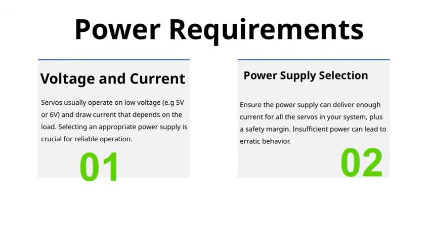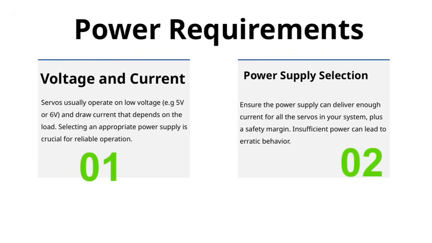Now let's talk about power requirements, which are really fundamental for ensuring your servos work smoothly. Typically, servos operate on low voltage, around 5 or 6 volts, which makes them compatible with many common power supplies. But what's just as important is the current they draw. This depends on the load. They'll need more current when they're working harder or under heavier loads. So, choosing the right power supply isn't just about matching the voltage.